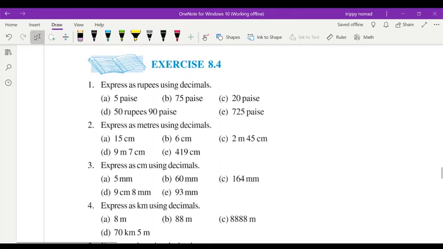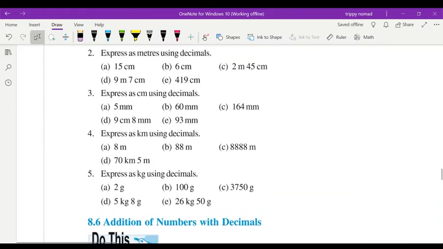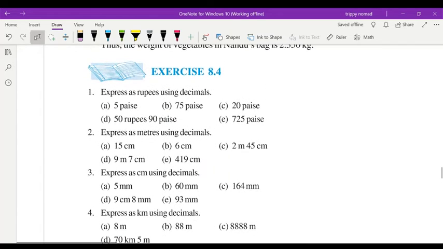Express rupees using decimal. Okay, let us start today. First question, very simple, because it is a very small exercise. That was 8.3. First question, express as rupees using decimal. First question, children, A part, 5 paise. If you have to convert paise into rupees, first of all you have to convert it into rupees.